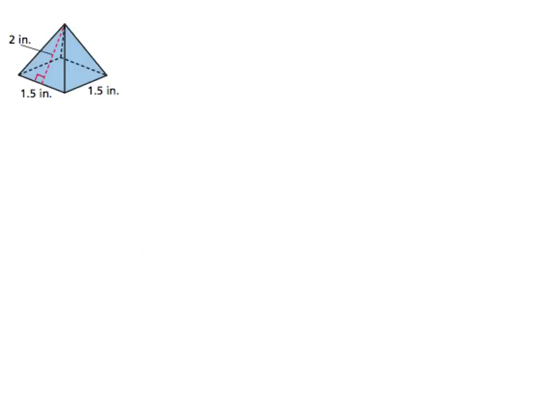Okay, let's find the surface area of this regular pyramid. As I'm going through it, I want you to try to pause. I want you to pause it at different places and compare your answer to mine. So I'm going to start by finding the area of the base. And I notice that this is again a parallelogram. So I'm just going to multiply base times height. So I'm going to do 1.5 times 1.5, which is 2.25.